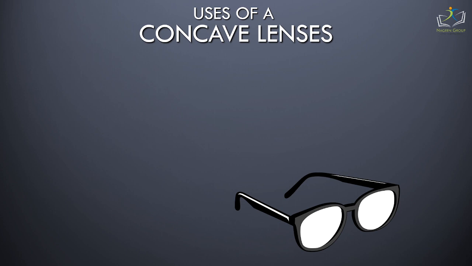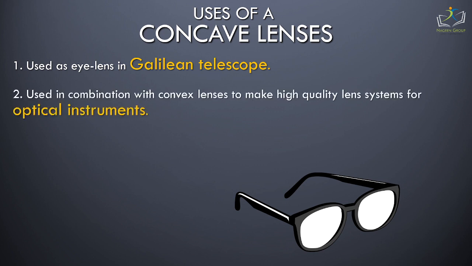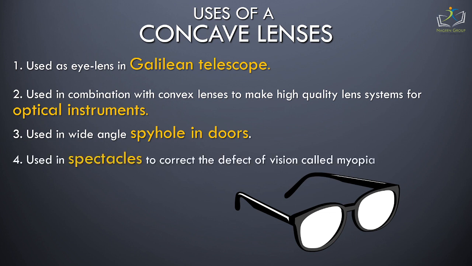Now let's understand the use of concave lenses. This concave lens is used as the eye lens in a Galilean telescope, and used in combination with the convex lens to make a high quality lens system for optical instruments. These lenses are used in wide angle spy-holes in doors. These are used in spectacles to correct the defect of vision, which we call myopia.